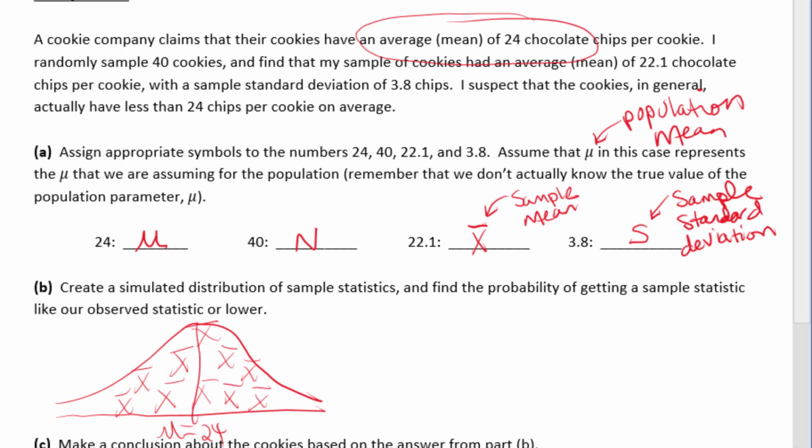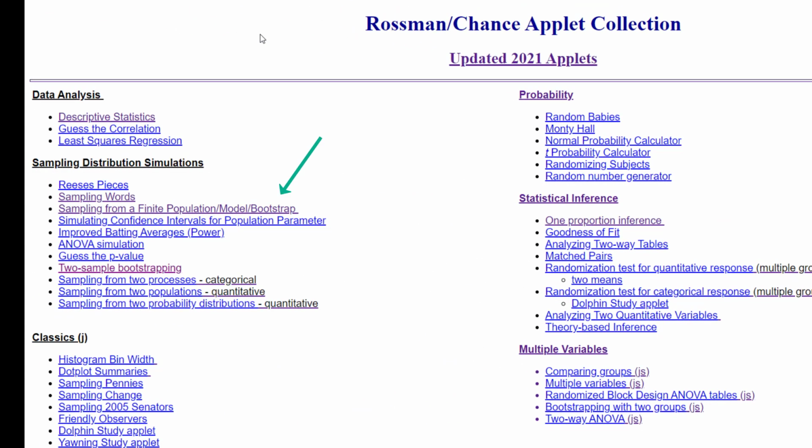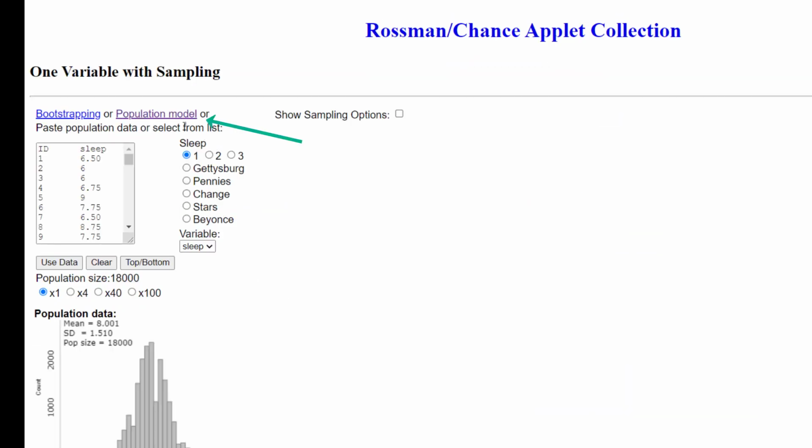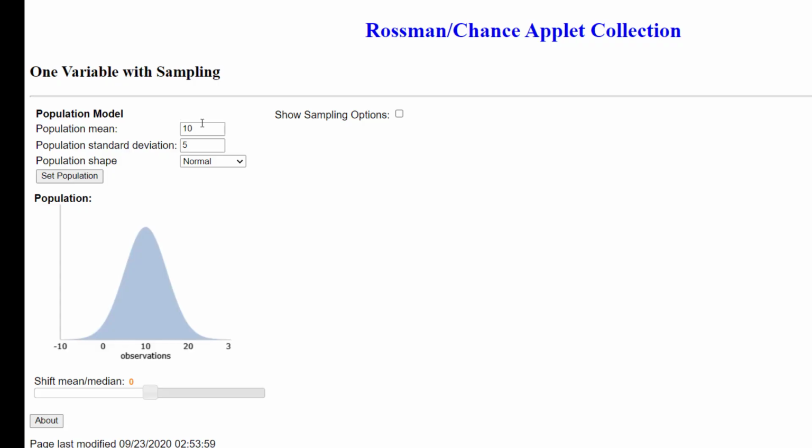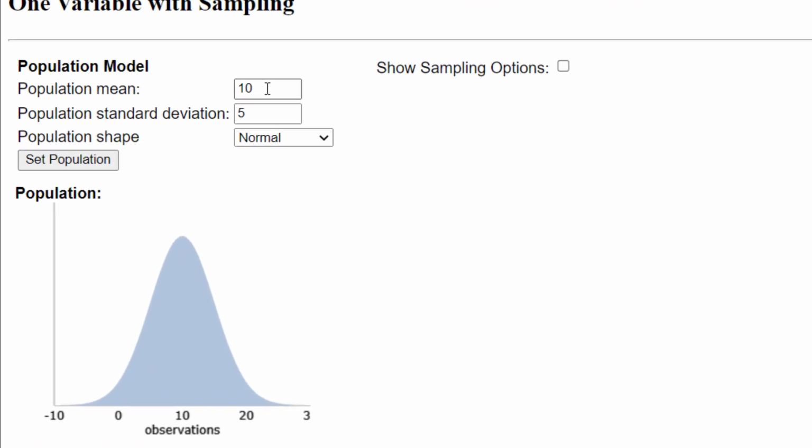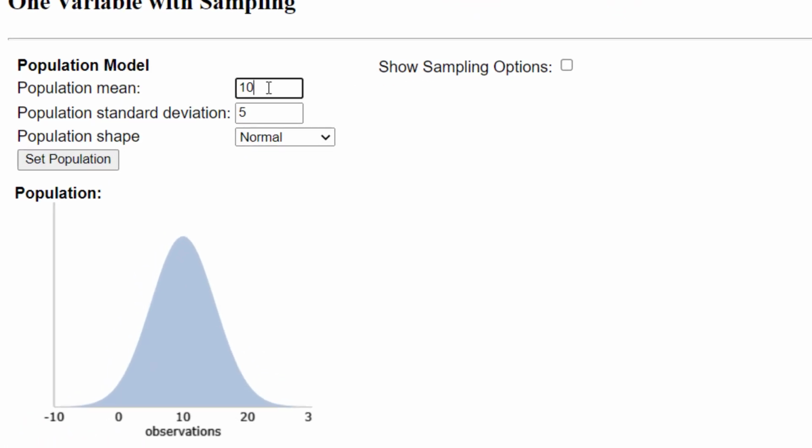To do this, we need to go to the Rossmann Chance applet. We select the sampling from a finite population /model/bootstrap link. And then we select the population model link. Now we're in the correct applet. We now need to enter the population mean, mu, which we said was 24.